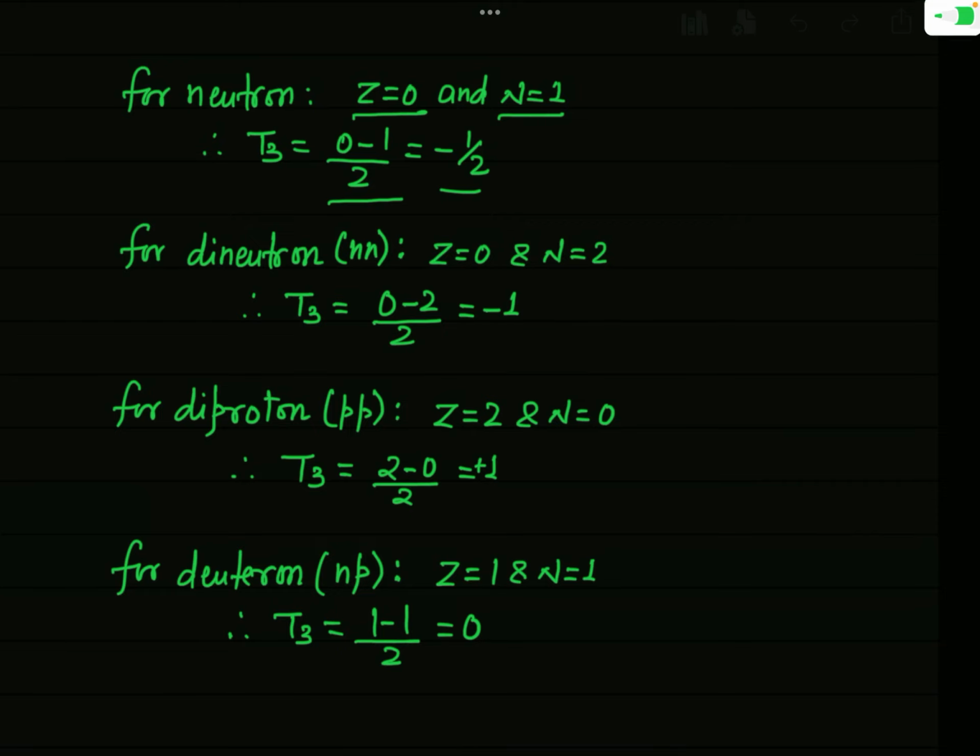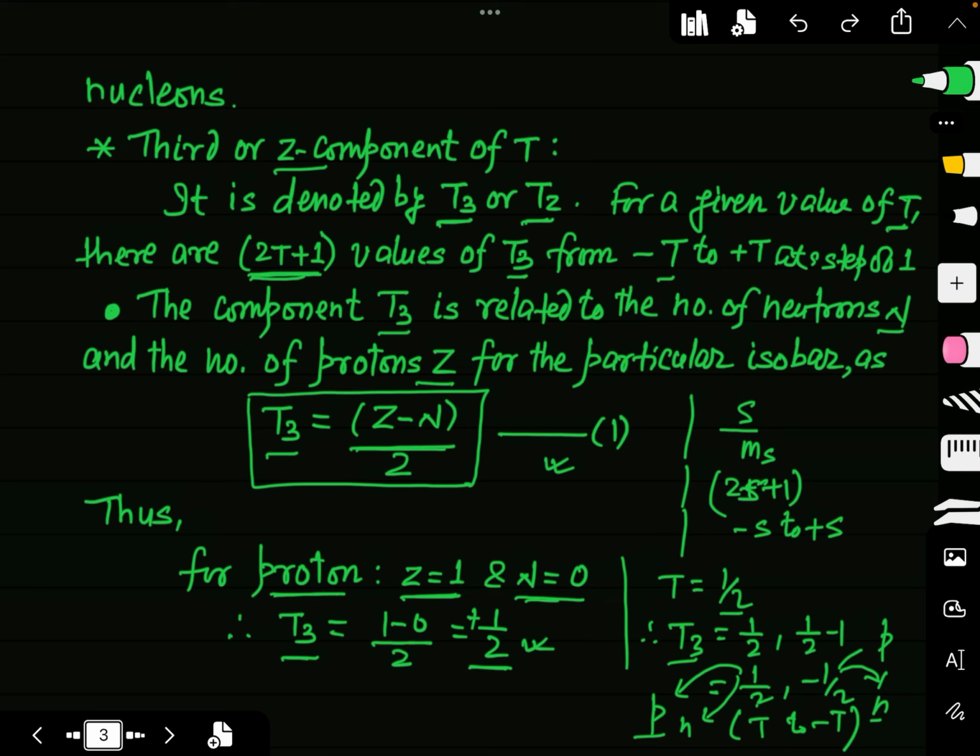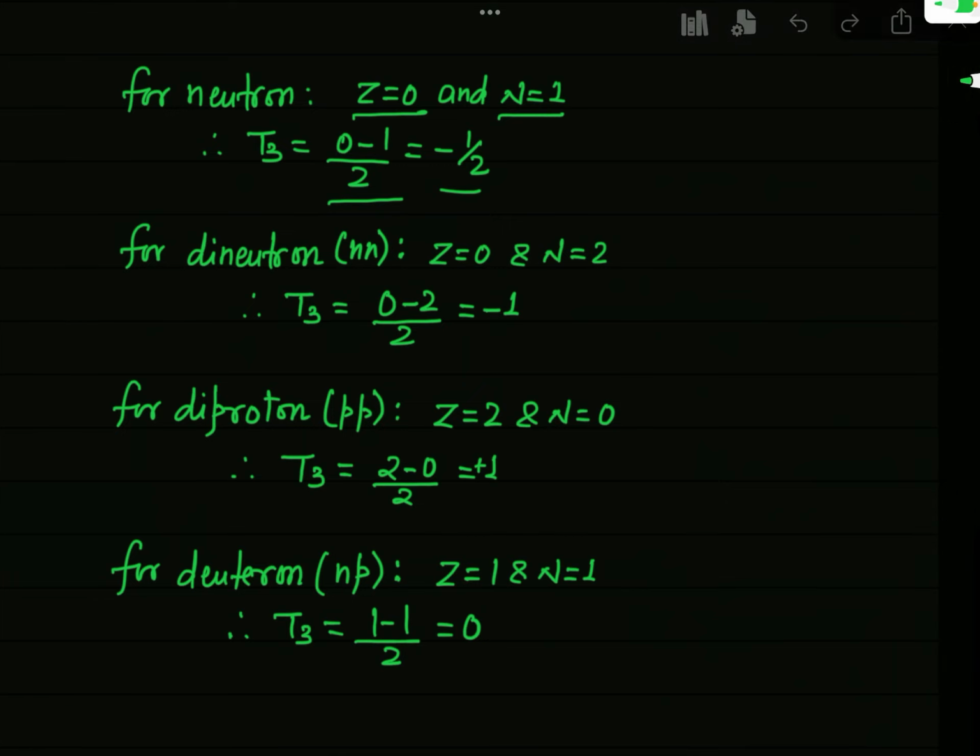In fact, in that condition, this formula will be changed. You can write T3 equal to N minus Z over 2. Okay, N minus Z over 2. So in this equation 1, this minus sign may be before Z or may be before N. Okay, both of these conventions are used. But normally people use the first convention, in which case you consider that T3 is equal to plus half for proton and minus half for neutron. This is just a convention.